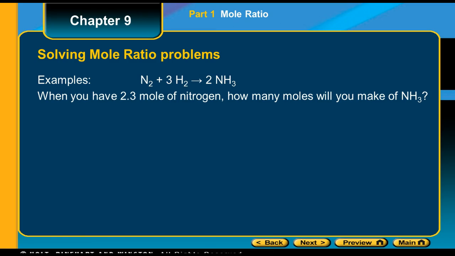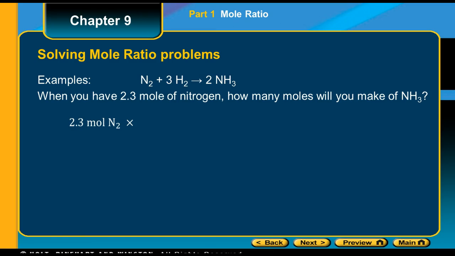So here's a sample problem. When you are being asked to find, they give you an equation, and they might say when you have 2.3 moles of nitrogen, how many moles will you make of NH3? So this one is asking you to go from moles to moles. Okay, so we start with the number that they give us in the problem, 2.3 moles N2, and we're going to do a conversion factor just like we did way back in the beginning with dimensional analysis. The unit that we start with has to go on the bottom of the next fraction, and then the unit that we're looking for would go on the top.